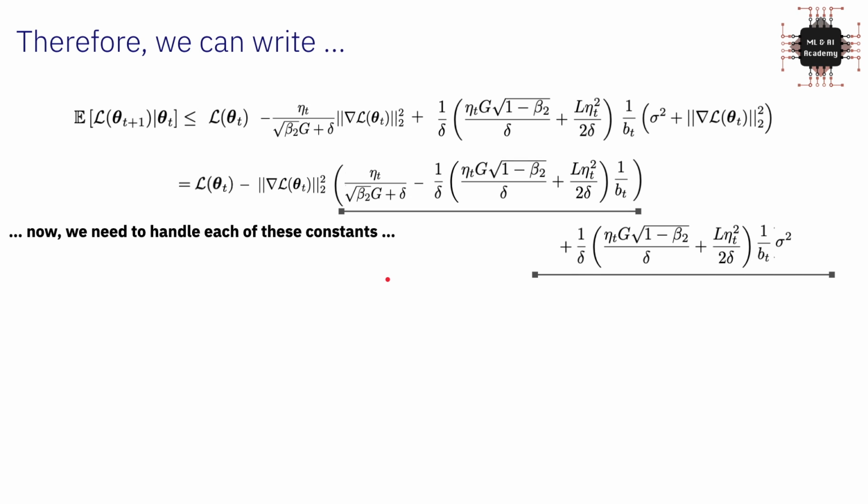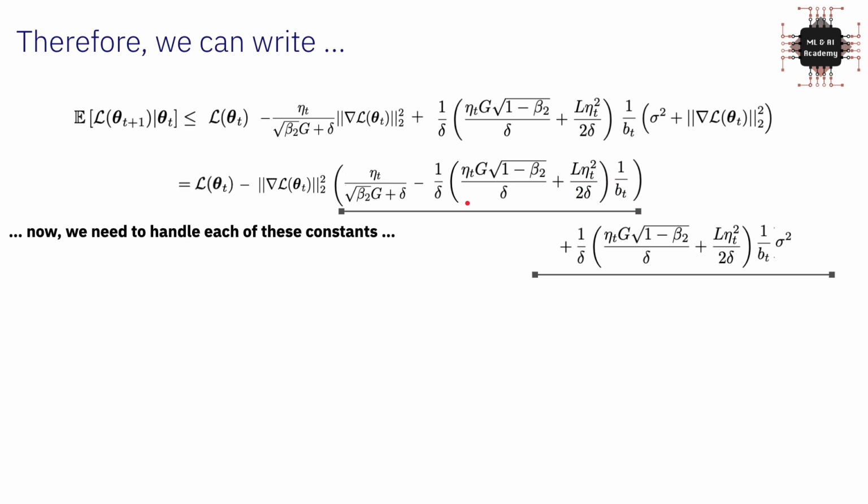Now we are at the last part of the proof, hooray. And in the last part, what we need to do is start choosing constants. As you see, we have control over beta 2, we have control over eta t, and we have control over delta, and also the b t, like the batch size.